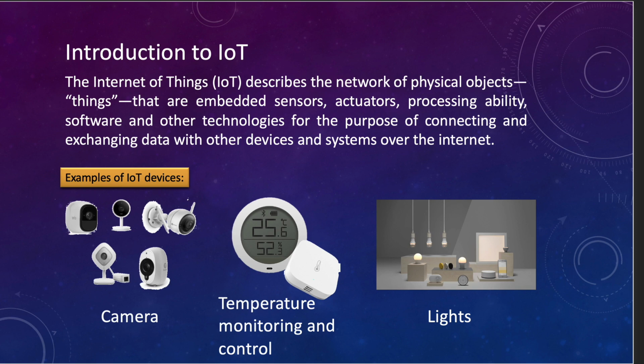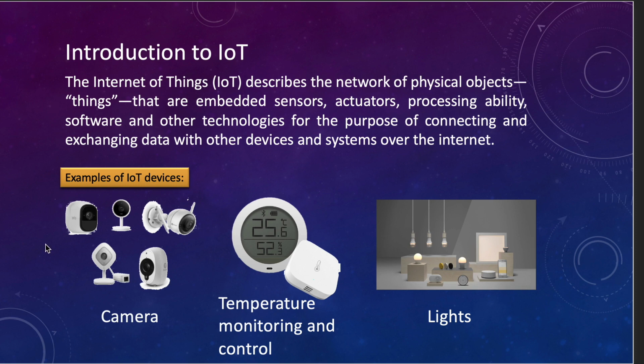First, we took an introduction to IoT. Internet of Things describes the network of physical objects. In this case, we define it as things that are embedded with sensors, actuators, processing abilities, software, and other technologies for the purpose of connecting and exchanging data with other devices and systems over the internet. So we had our basic understanding of IoT.